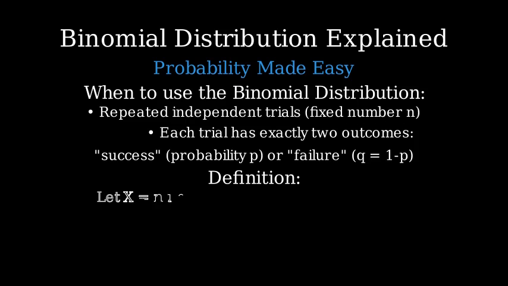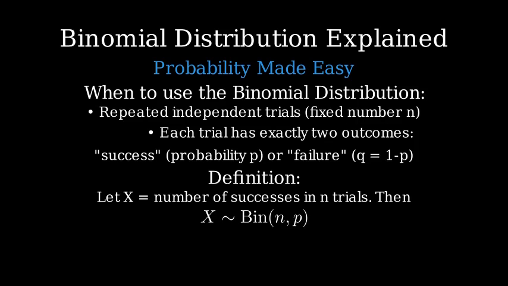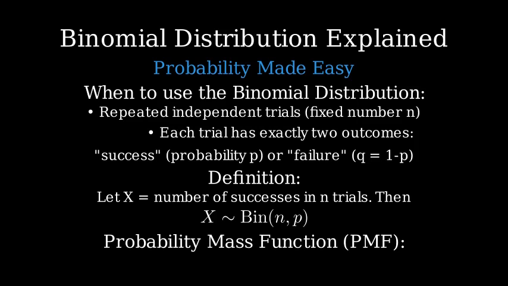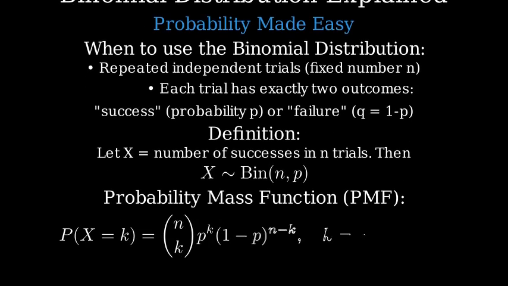Let capital X represent the number of successes in n trials. Then we say X follows a binomial distribution with parameters n and p, which we write as X is distributed as Bin(n, p). The probability mass function, or PMF, gives the probability of getting exactly k successes in n trials. The formula is P(X = k) equals n choose k times p to the power k times 1 minus p to the power n minus k, where k can range from 0 to n.